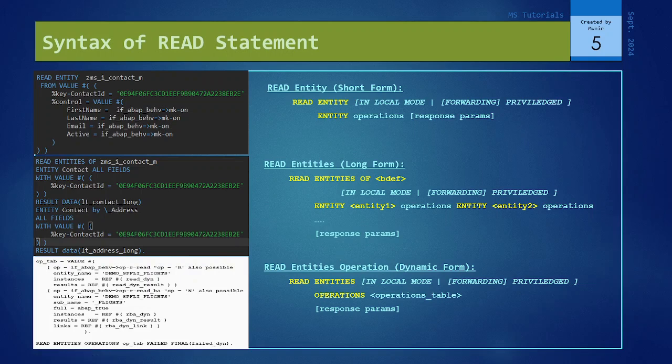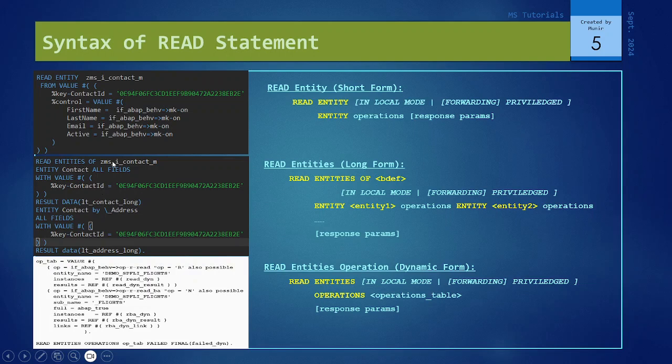Syntax of the read statement. Now what does the short form do? It will allow you to read an entity, the entity name, from the value that you have to pass. Now in this case you have to pass the key value that you want to read the data for, and the field names will be given using the control statement with the field list that you mark using this particular interface marker as on. That means in this scenario you are saying, okay, please read the contact entity. This entity is EMSI contact M, where the key field is the contact ID that I have given here, and please read the first name, last name, email and active fields from that particular entity. Okay, this is the short way of doing it.